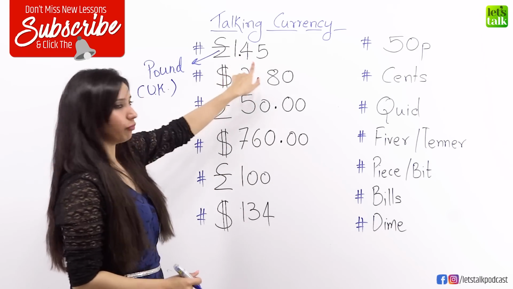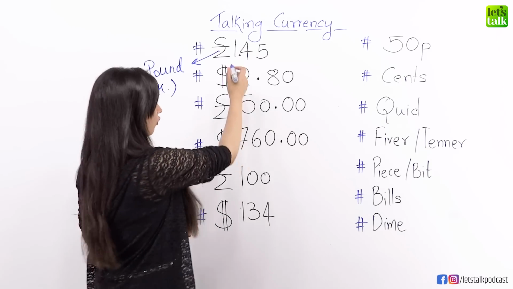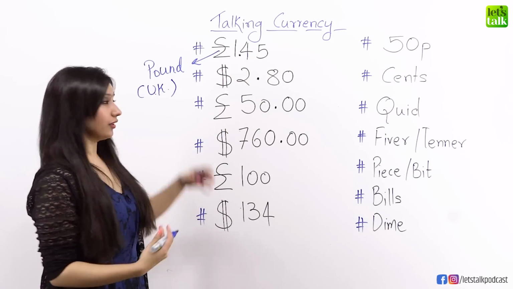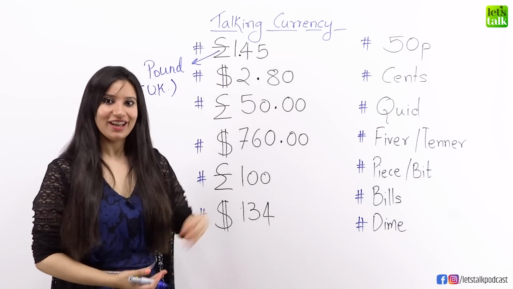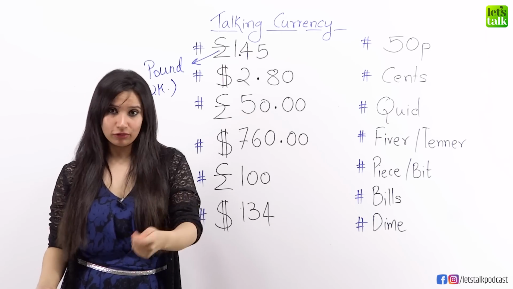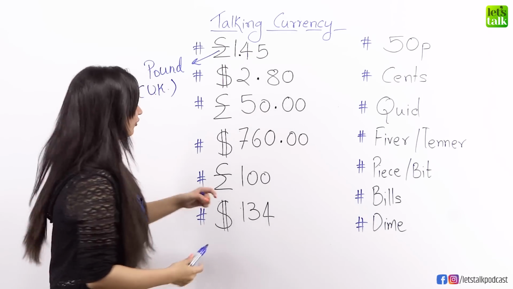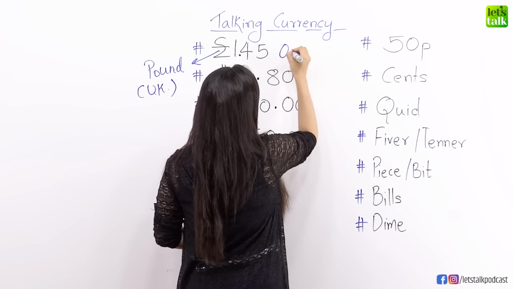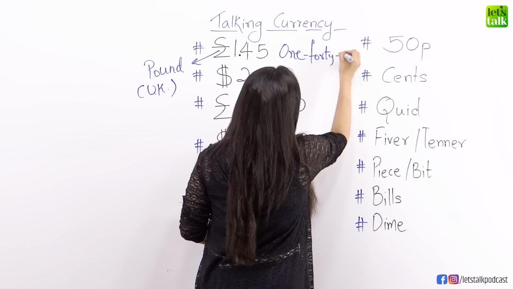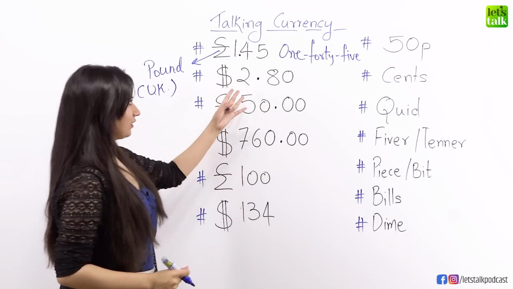Do we call this 1.45 pounds? Do we? In mathematics, ideally, we would call this 1.45. But when you are talking about the British pound, you would say one forty-five. You have to pay one forty-five for this meal, or you got to pay one forty-five for buying this marker. Something like that. All right? So it should be one forty-five. Great.